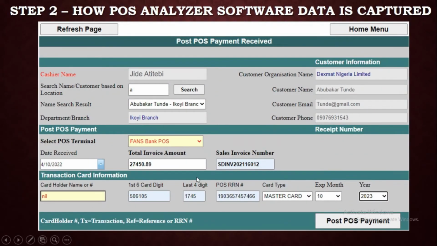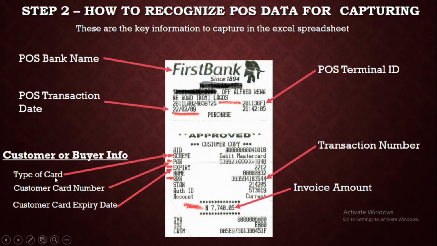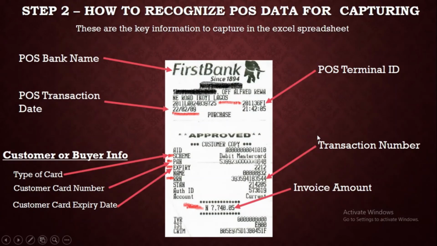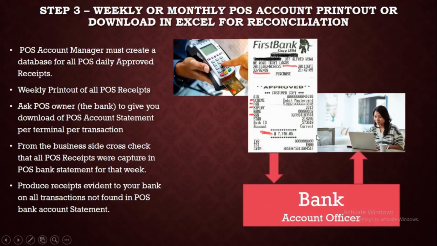And what we've done in POS Analyzer is to provide a screen. So you need to provide, like we said before, a laptop or a desktop for this account officer, your business account officer, to be able to capture this information on a daily basis. The number of account officers you need depends on the volume of transactions your company is currently doing.